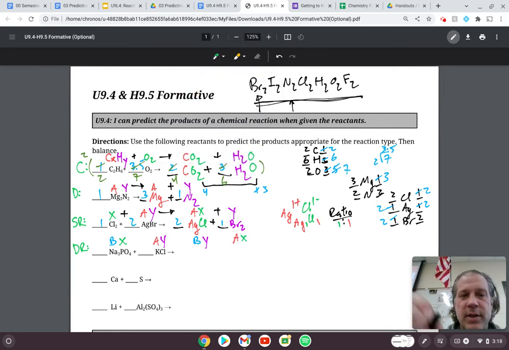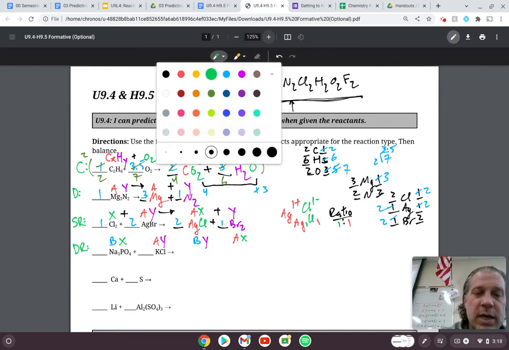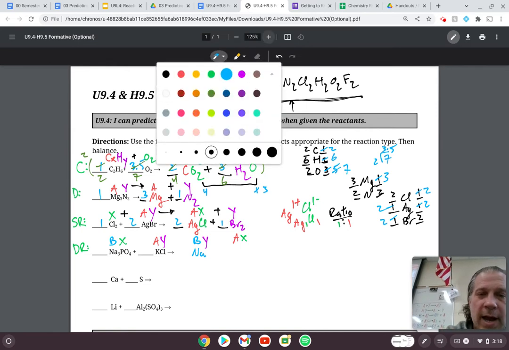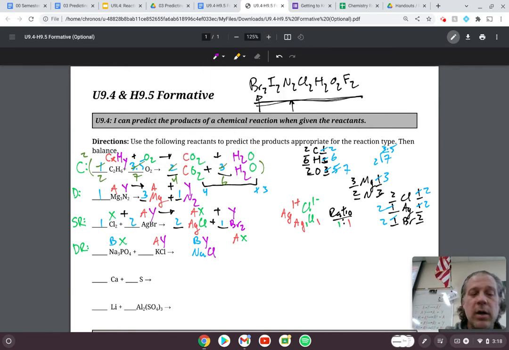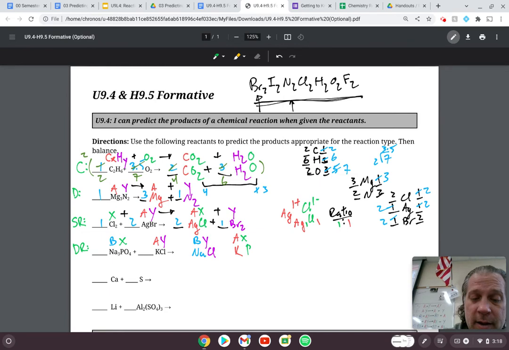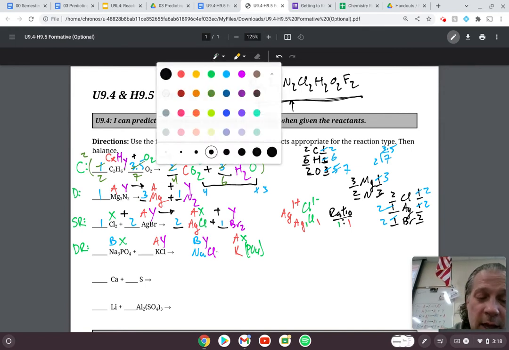So I'm just going to match these things up. So under the B, I have sodium. So I'm just going to bring the sodium over here. Under the Y, I have Cl. So I'm going to put the sodium there. Note, I did not bring that 3 across because I have to check my charges. Under the A, I have potassium. So I'm just going to put a potassium here. And under the X, I have the polyatomic ion PO4.